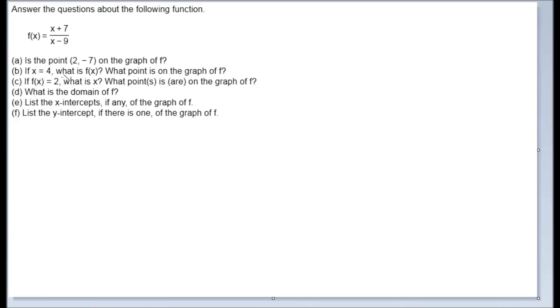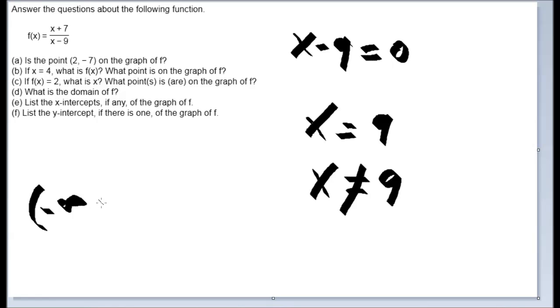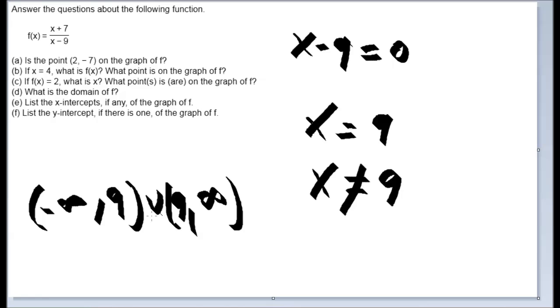Alright, the next question is about the domain. The only thing we have here is that we don't ever want to divide by 0, so we need to look at the equation when x minus 9 is equal to 0. I think you can see that's when x equals 9. So we want to say x cannot equal 9. That's one way to say it. If you want to do it in interval notation, though, you can do it like this. You can say from minus infinity all the way to 9, and then you put a union, and then you go from 9 all the way to infinity. That's how you do interval notation. Or you can do it with an inequality like that. Depends on what they ask for.